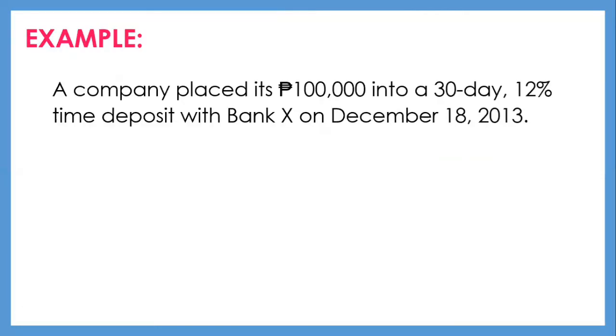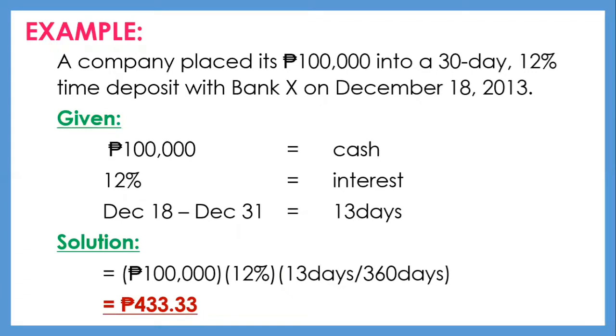So for example, a company placed its 100,000 pesos into a 30-day, 12% time deposit with Bank X on December 18, 2013. Now, remember that we have here given values. So for our cash, we have 100,000 pesos. And for our interest, we have 12%. And for our number of days, we have from December 18 up until December 31st.